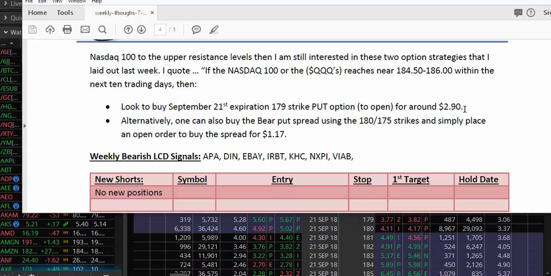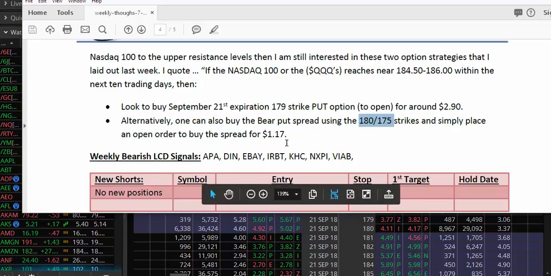Now, I was saying that when the Qs get up to that 184.5, 186 range, the delta on that option will drop to probably maybe a negative 34, which indicates it's a put. Also, if you notice here, I said we can also look to buy a bear put spread using the 180, 175, a 5 wide strike. So it goes 75, 76, 77, 78, 79, 80. 5 strikes wide. We call that a 5 wide play. And we were looking to get into that trade for 117.